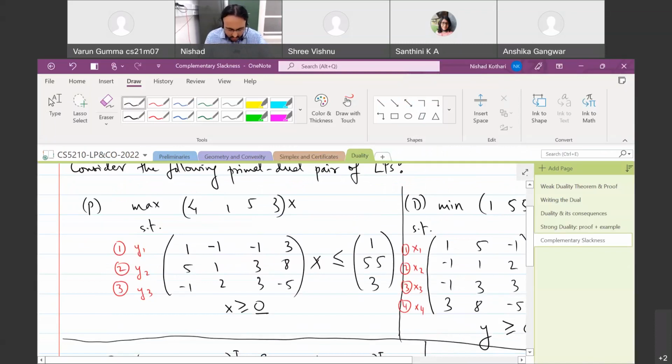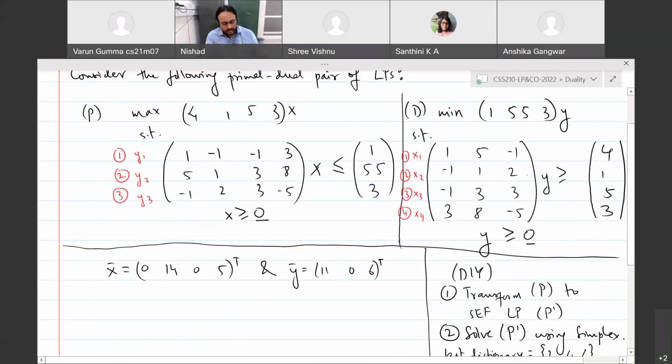So let us look at the tight constraints for x bar with respect to the LP P. X bar is a feasible solution for P. So when I say tight for x bar, I'm referring to which constraints are tight for the solution x bar with respect to the linear program P. Can someone tell me? If you plug in 0, 14, 0, 5 into Ax less than or equal to b, what are the constraints that are satisfied tightly?